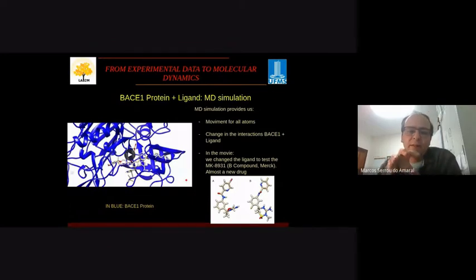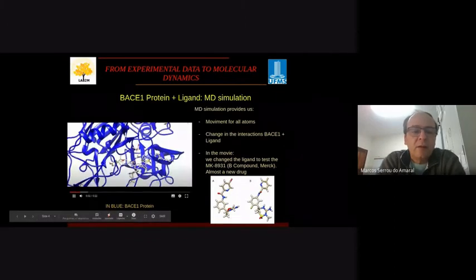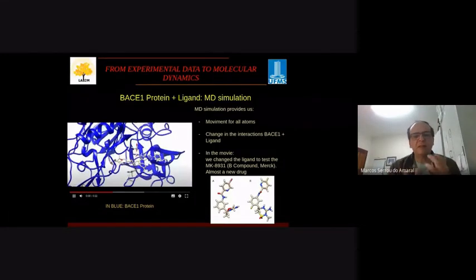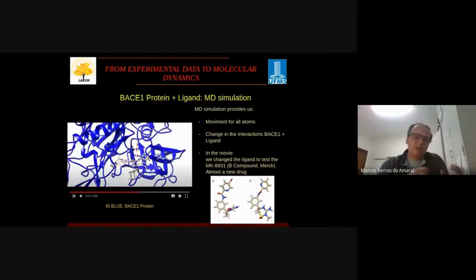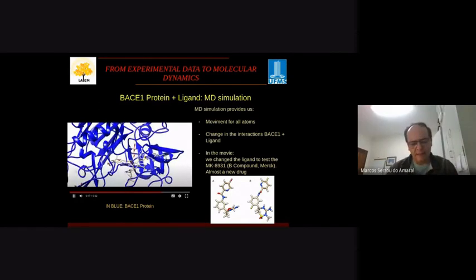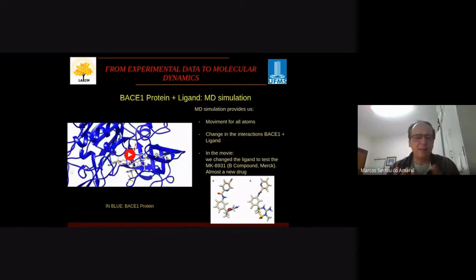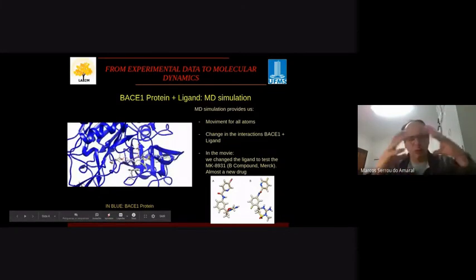In this slide, we have results from molecular dynamics simulations. I hope you are all seeing the movie. Molecular dynamics creates a kind of movie of all the atoms as they change during the simulation. They can change position, as you will see in the next slides, and change velocity, and also, this is important, they can change the interactions between ligand and protein.